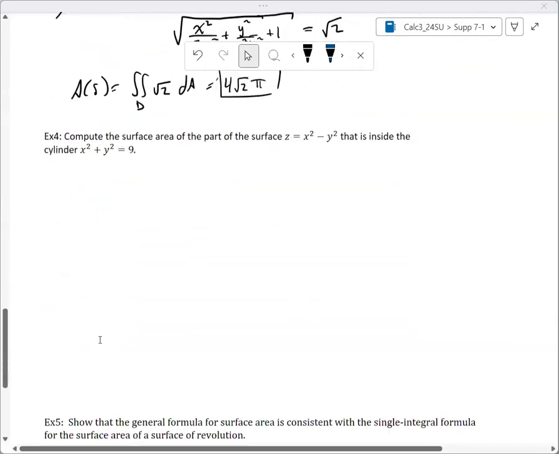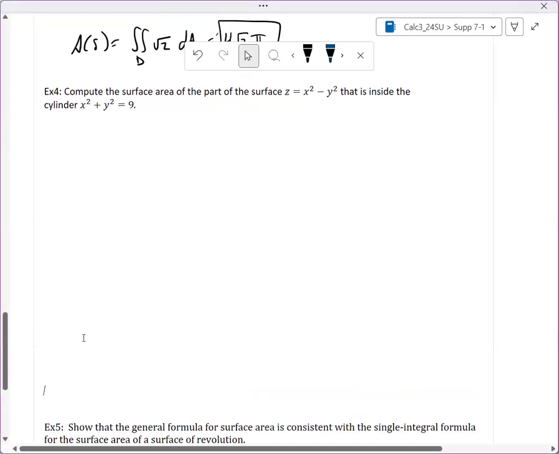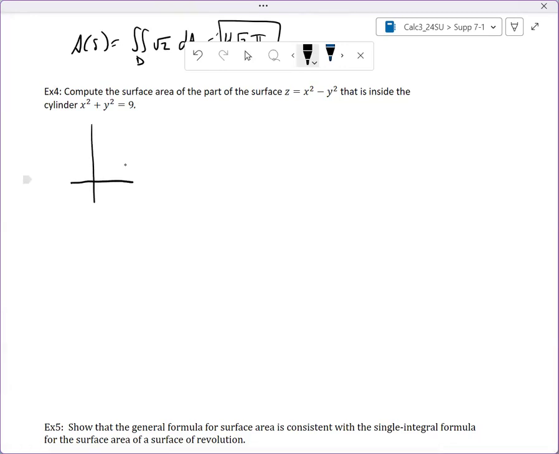Okay, so then moving on to example 4. So here we want to compute the surface area of the part of this surface that is inside of this cylinder. So let's try to draw out the surface, and then let's make sense of what it means to be inside of the cylinder.